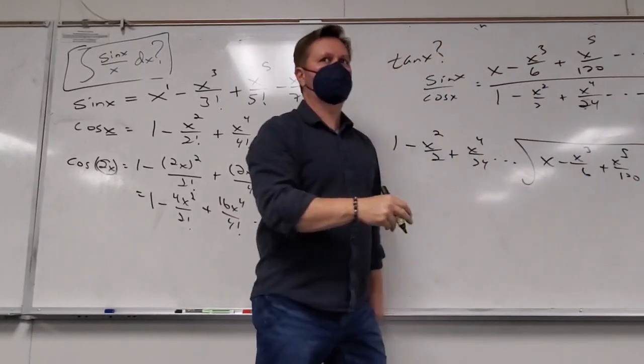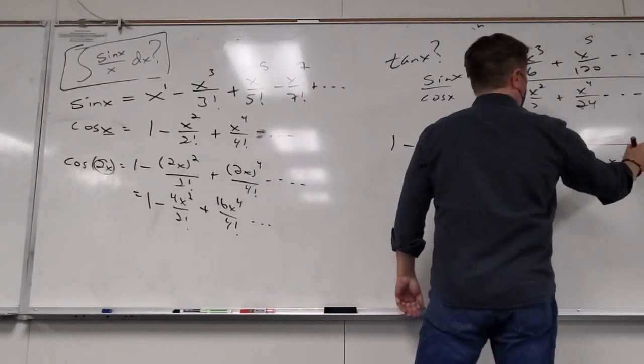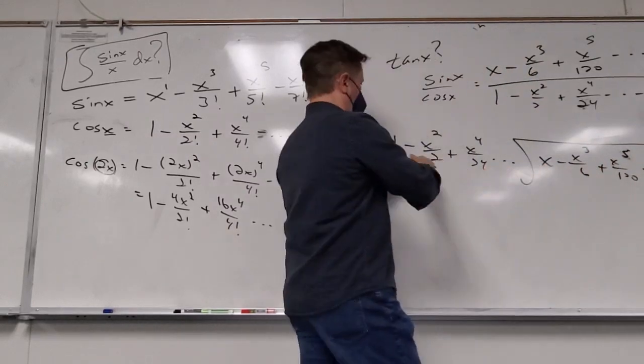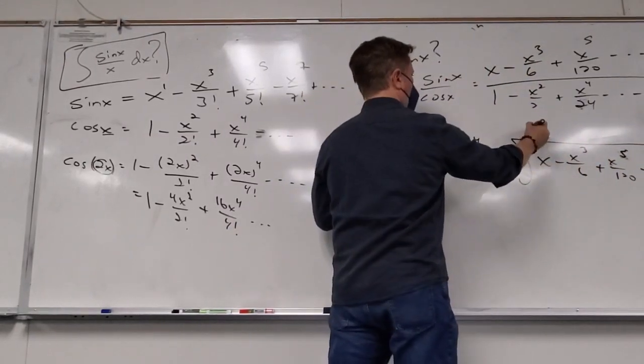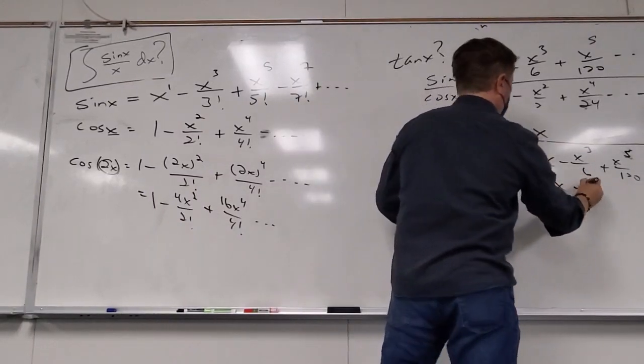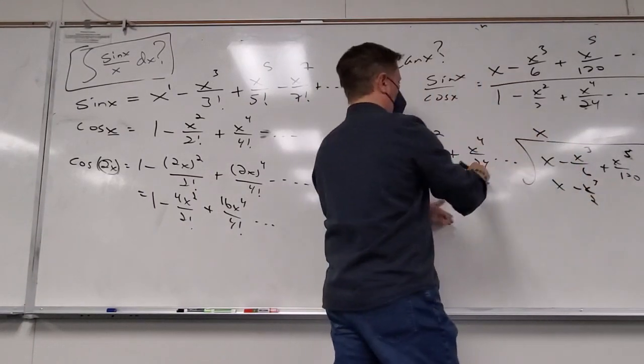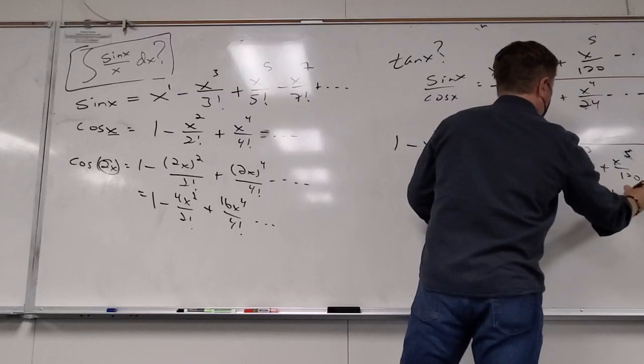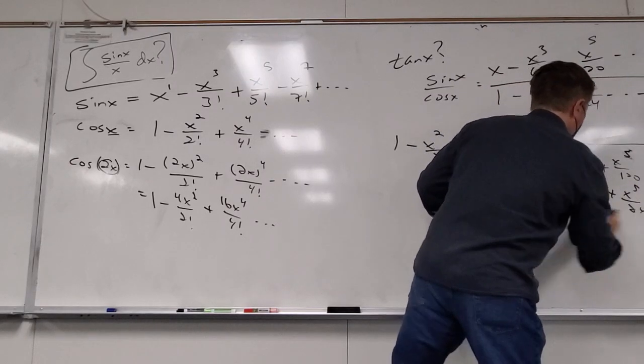Okay, I just want to, we're not going to do it, right? But do you see what I'm saying? 1 times what is x? X times 1 is x. x times negative x squared over 2 is negative x cubed over 2. X times x to the 4th over 24 is x to the 5th over 24. Subtract.